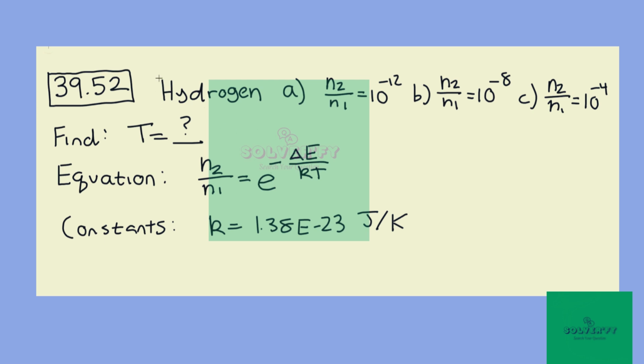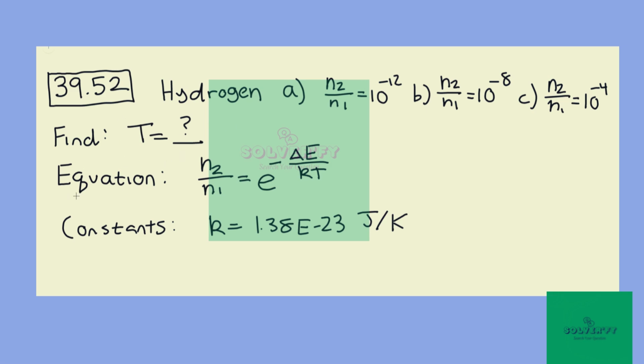Okay, in this problem, we're looking at hydrogen, and we're investigating various ratios of occupancy between the ground state and the first excited state. So we have this increasing ratio, and we're asked to find, for each of the cases, the temperature that a system in thermal equilibrium would need to recreate these ratios.